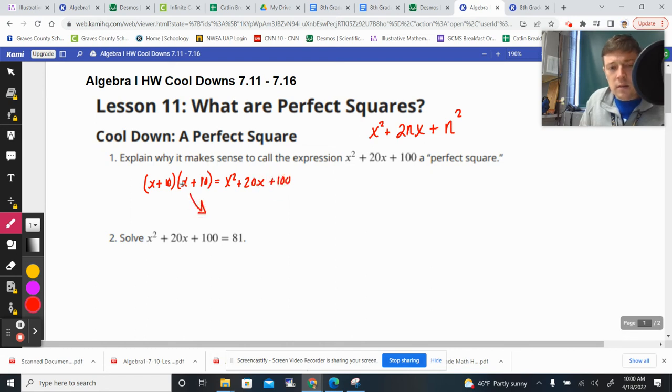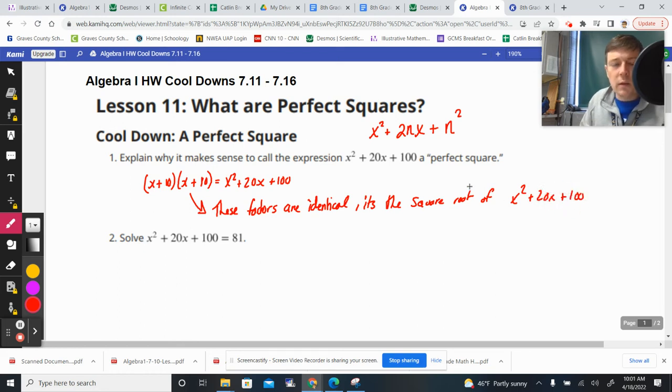And since these factors are identical, it's the square root of x squared plus 20x plus 100.